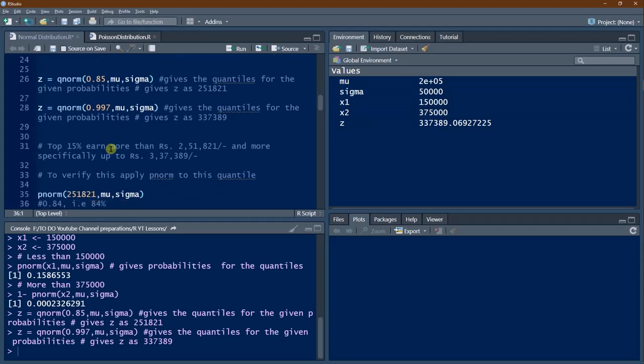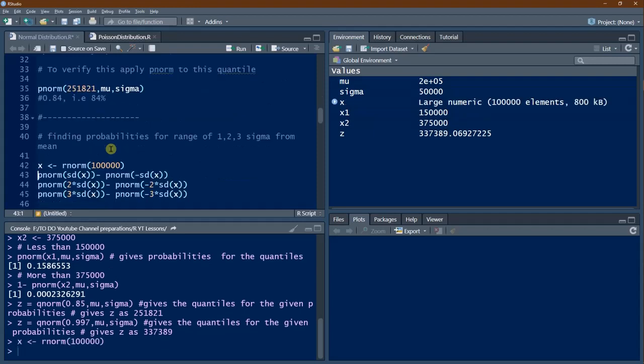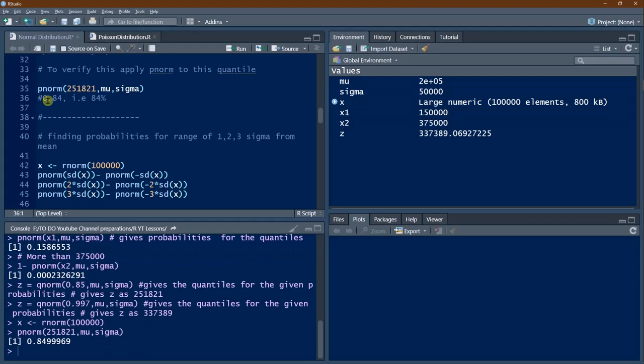We can just do a reverse calculation also. Instead of qnorm we will put pnorm and find out what was the percentage. We will supply the same 251,821. This has not been executed, I have to keep the cursor here and execute. So we are getting 84.99, that is almost 85%. So we just verified the previous result, that's all.